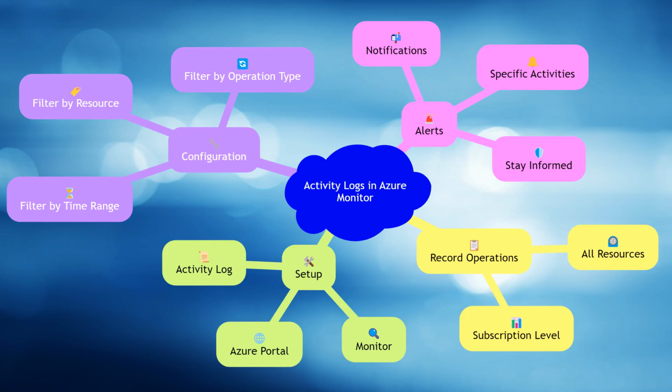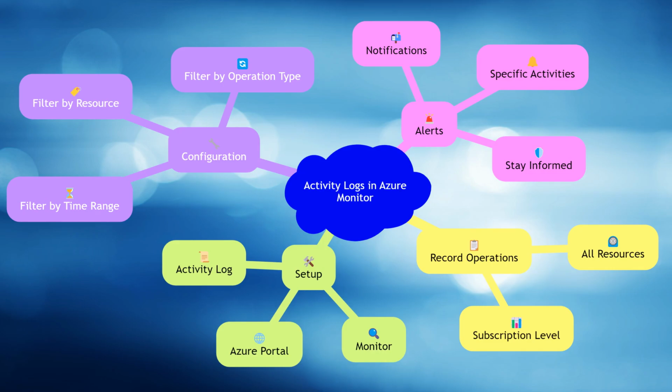Activity logs in Azure Monitor record all operations on resources in your subscription. To set up activity logs, navigate to the Azure portal, select Monitor, and then Activity Log. Here you can view and configure the log settings. You can filter logs by time range, resource, and operation type. Additionally, you can set up alerts to notify you of specific activities, helping you stay informed about changes and operations in your environment.